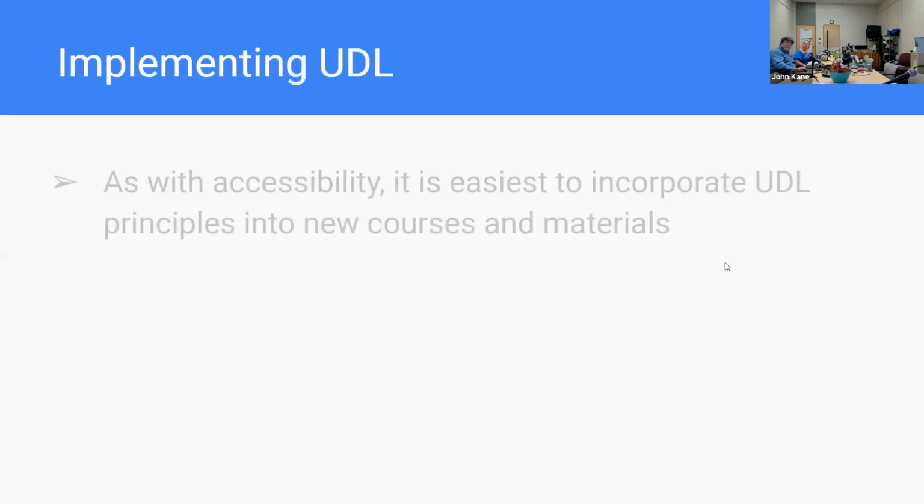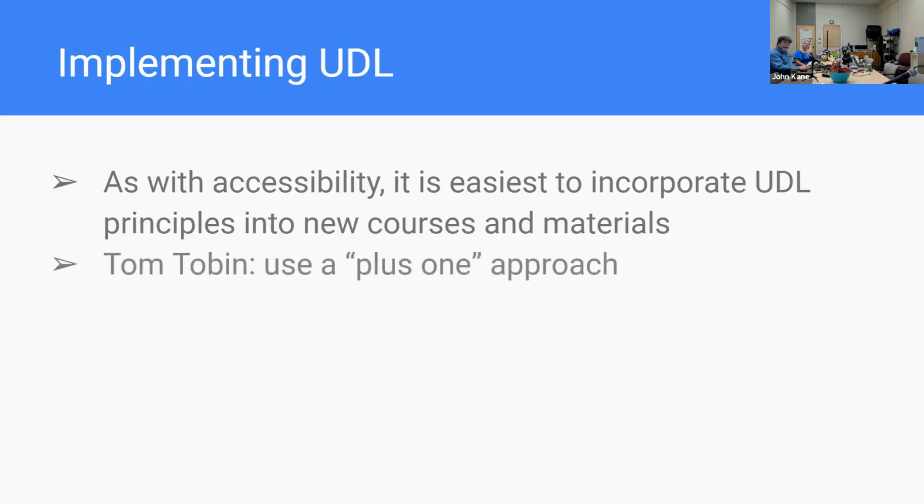So a few principles with implementing UDL. It's easiest to incorporate UDL when you're building a course. If you're building a new course or doing a new project, it's much easier than trying to go back and redesign everything from the ground up. And the same is true with accessibility. One approach that pretty much everyone advocates now is something that Tom Tobin suggested, which is a +1 approach.